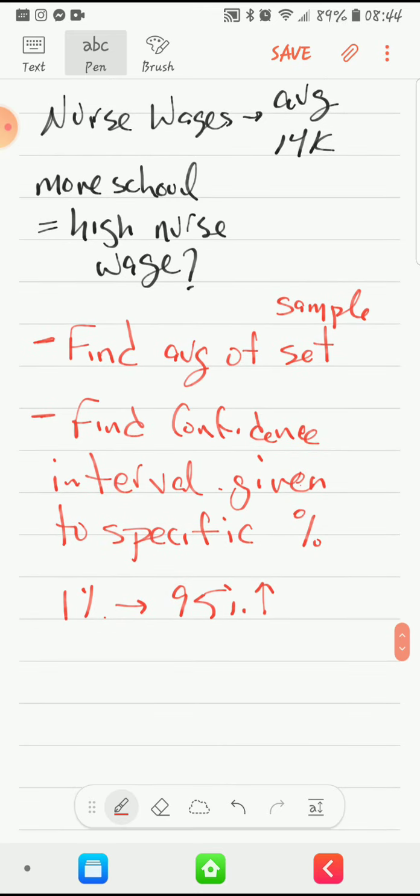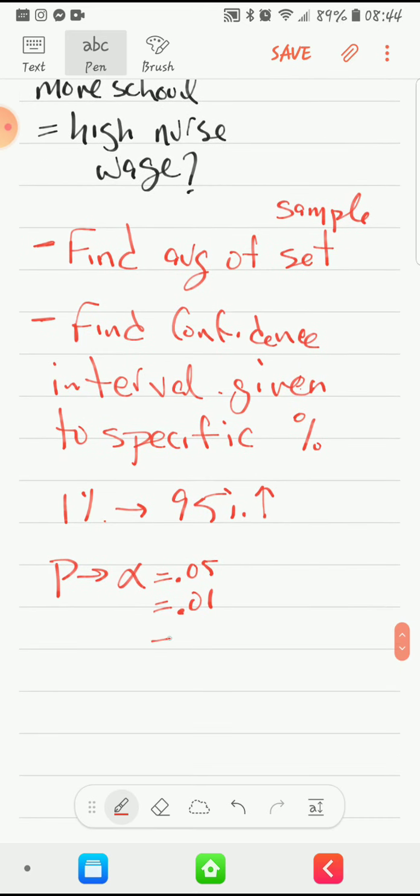Okay. Mind you, remember how we had the p-value where 0.05 was 95%? That's going to be correlated to the alpha. So p basically becomes alpha for the confidence interval. It could be 0.05 for 95%, it could be 0.01 for 99%, or it could be 0.001 for 99.9%. Okay. So we're going to use our alpha.